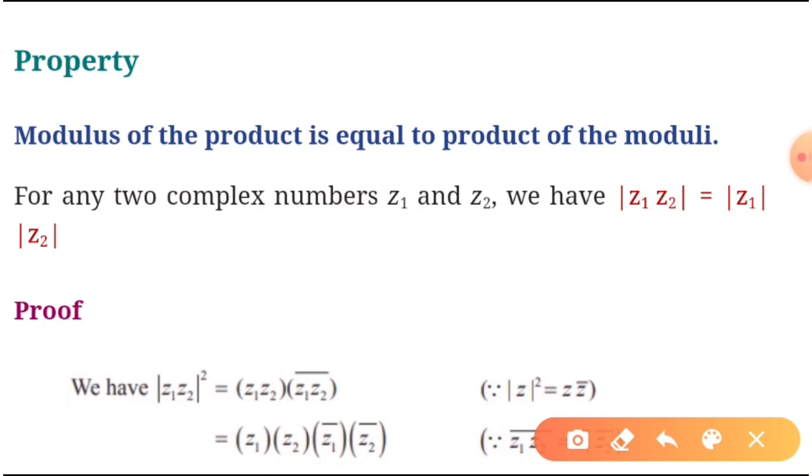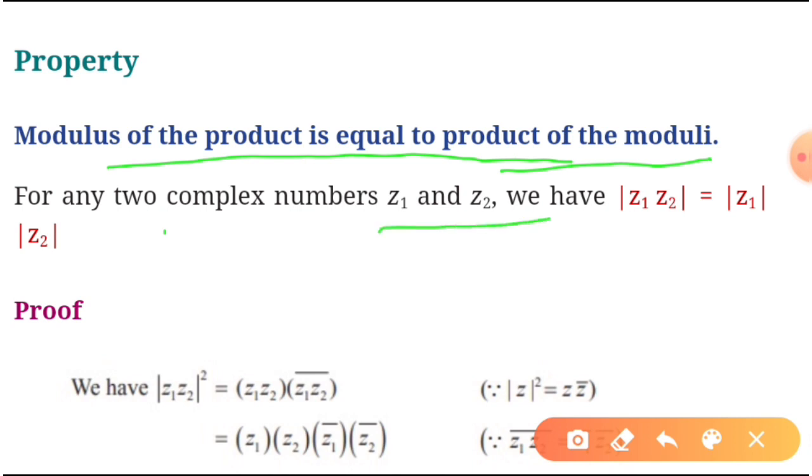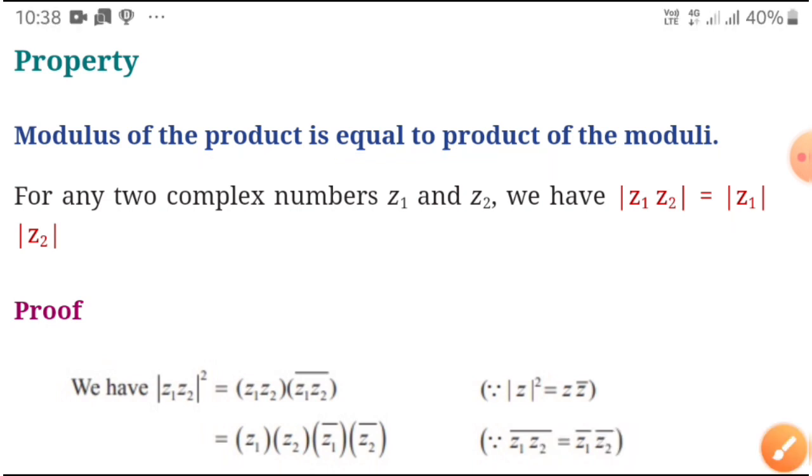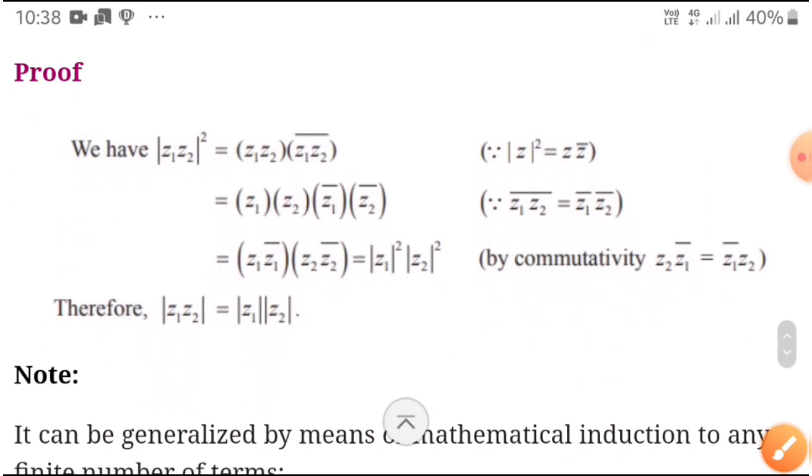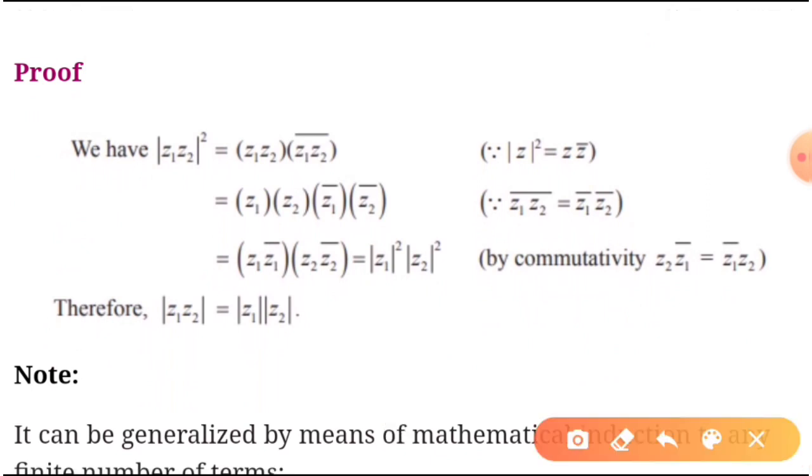Next property. Modulus of the product is equal to product of the moduli. For any two complex numbers z1 and z2, we have modulus of z1 z2 is equal to modulus of z1 into modulus of z2. Next, proof. Let us consider z1 and z2.